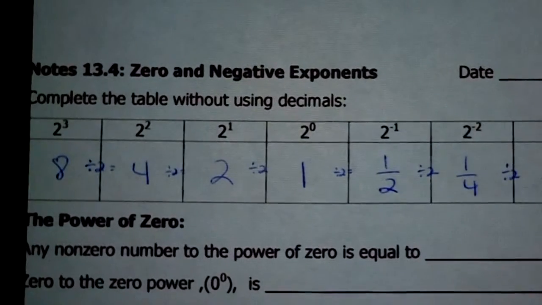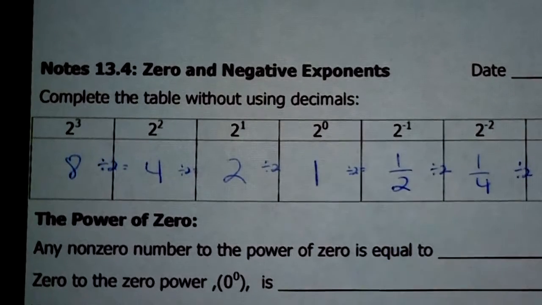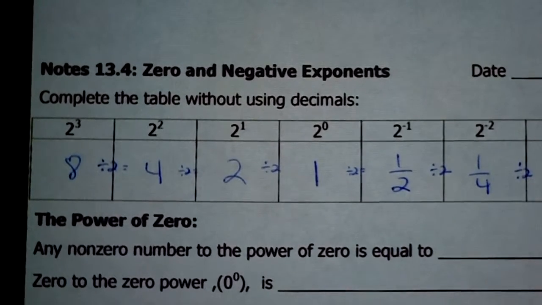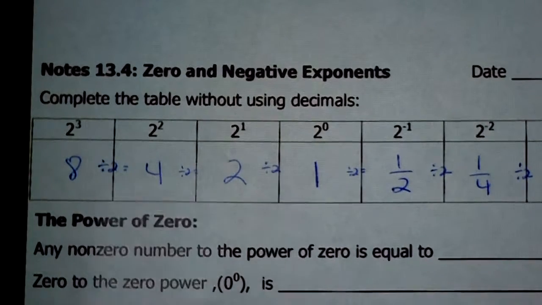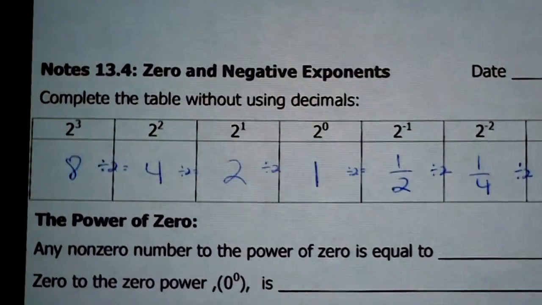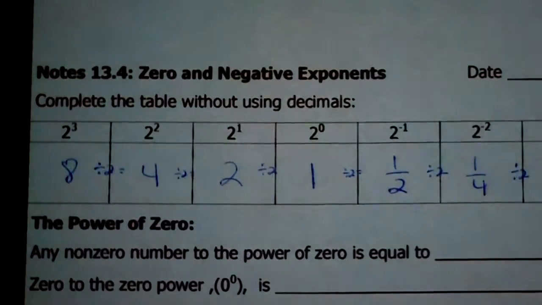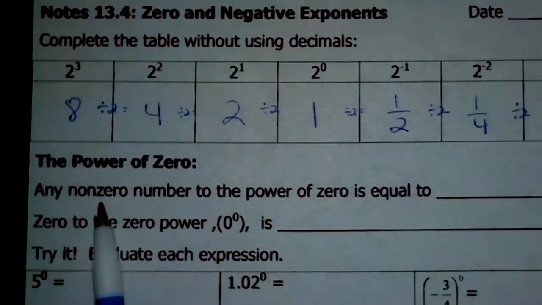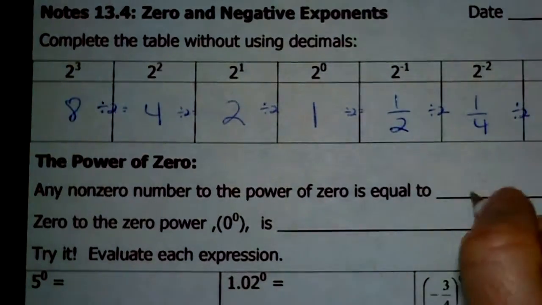Now if you're looking at this, the first thing I want you to notice is that 2 to the 0 power equals 1. Basically, no matter what number I had in here, if I had a base of 3, a base of 4, a base of 5, it doesn't matter. If my exponents continued to go down by 1 in each pattern, any base to the 0 power is going to end up being 1. And that's our first blank. Any non-zero number, so any non-zero number means your base can't be 0, but any non-zero number to the power of 0 is equal to 1.